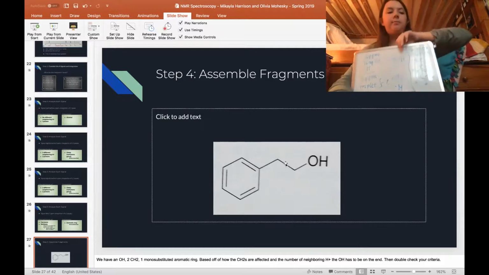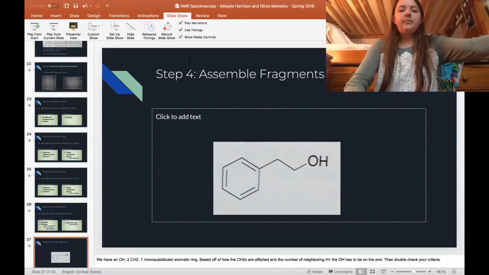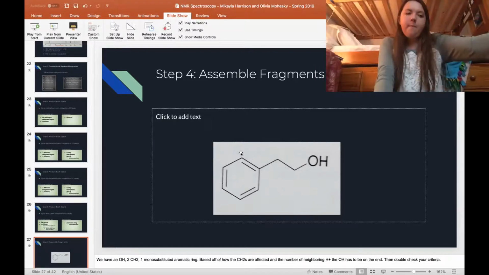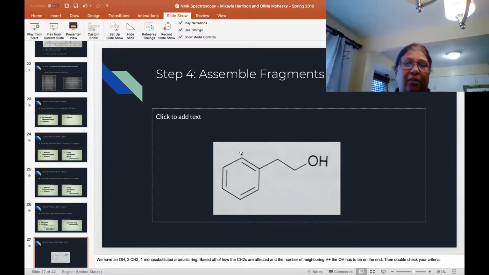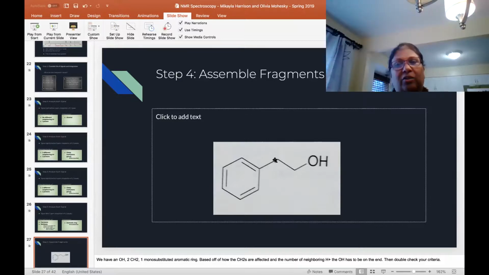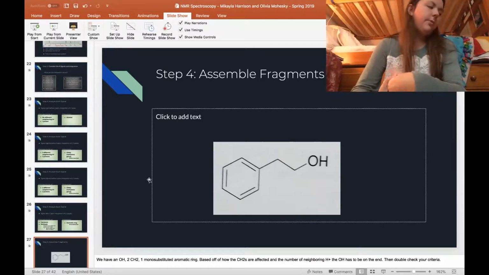So that's important because you can see where things are supposed to go. Also, if you look at the splitting for the CH2s, they split each other. Each CH2 does not have anything else on the other side, just a CH2, so that's why each CH2 is a triplet. Because where it connects to the benzene ring, there's no hydrogen, right? Yes.